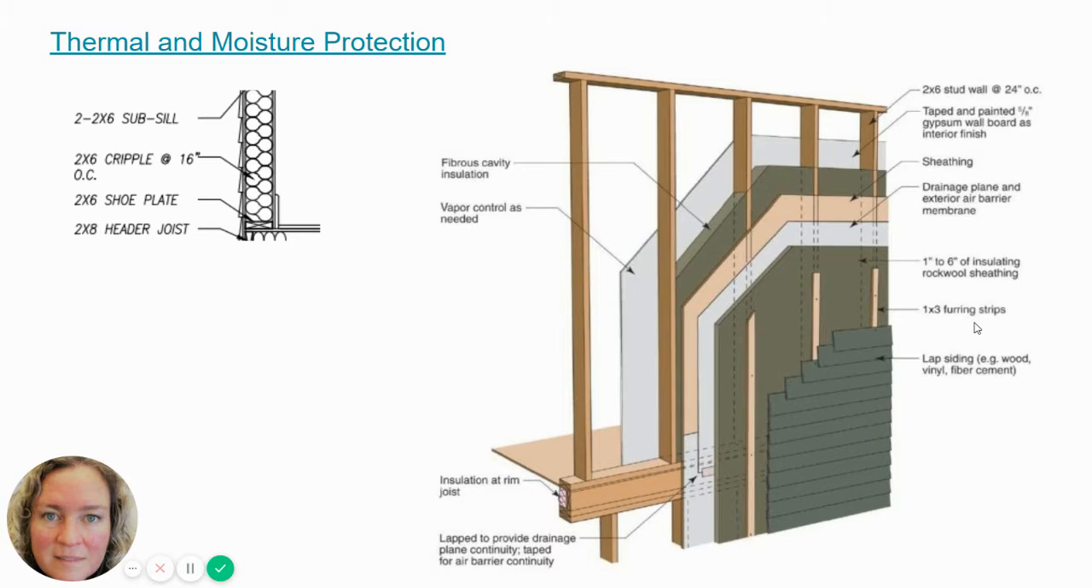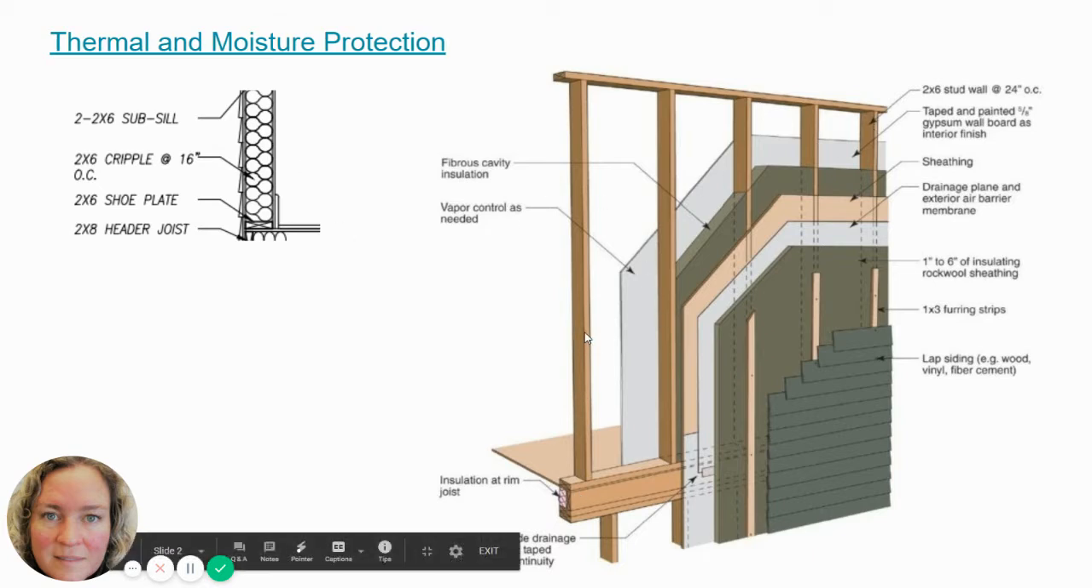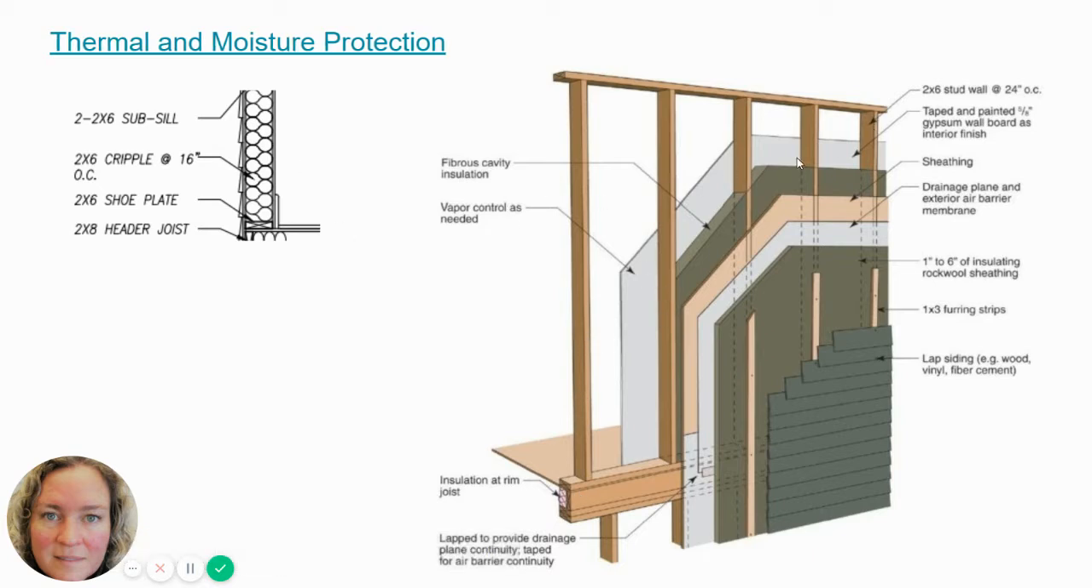So this is our pretty typical construction that we've had for a long time. This is what it looks like in section, and this is what it looks like if it's broken out. So you have your studs that are placed at 16 or 24 inches on center. In between all the studs, we have insulation.